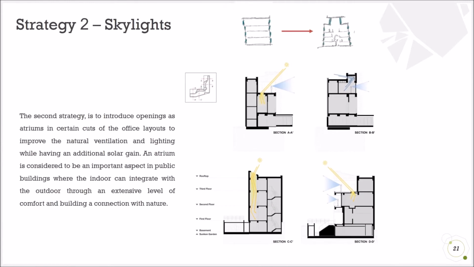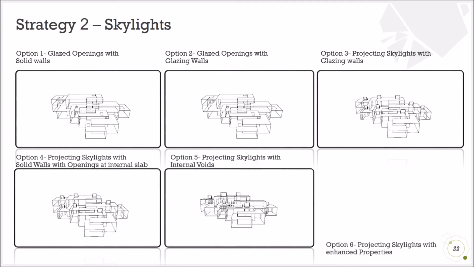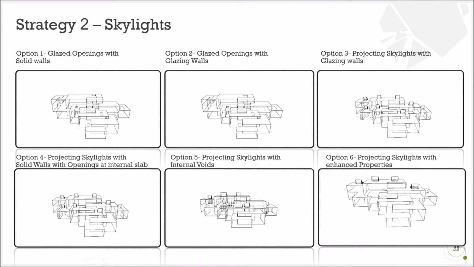Moving to the second passive strategy, skylights will be tested with both openings on roofs only and projecting skylights with openable vents in summer for natural ventilation. 6 scenarios are tested, with openings on the roof only, having projecting skylight with the glazing of the void walls, or having solid walls at the void having only internal voids, or having the projecting skylight with enhanced properties.